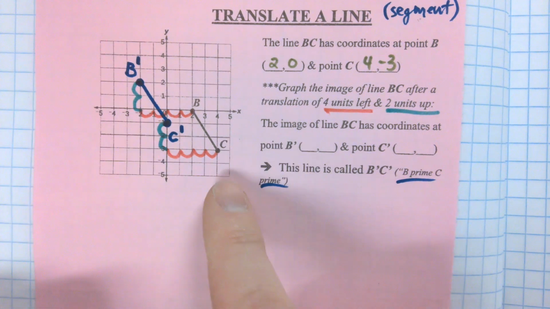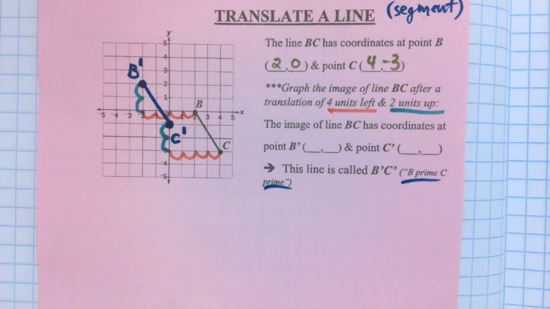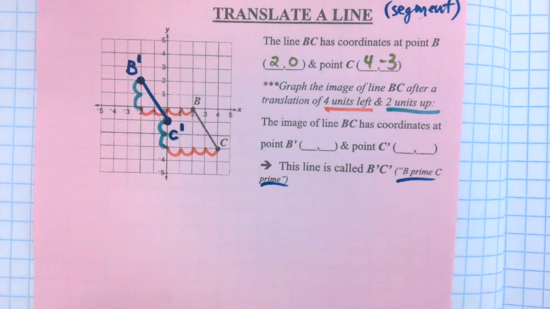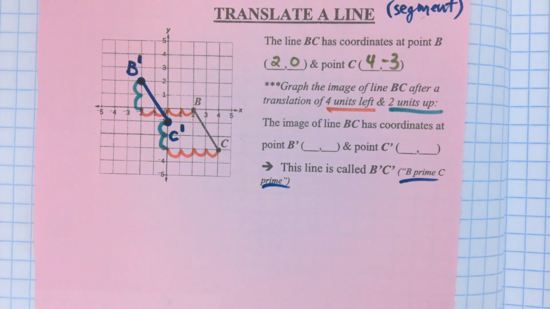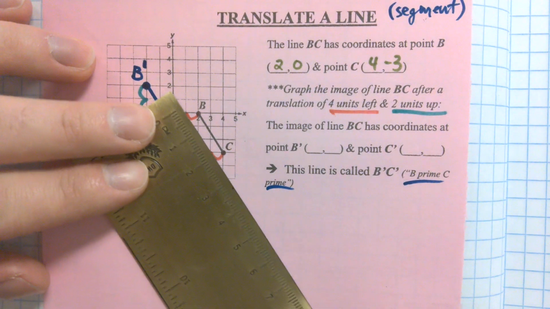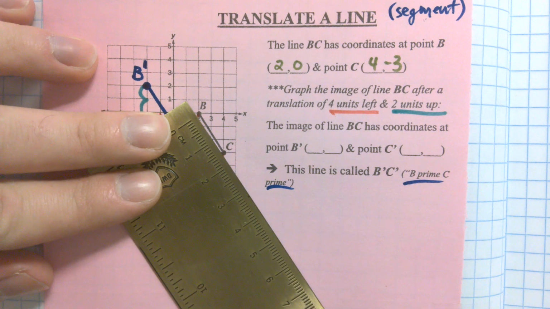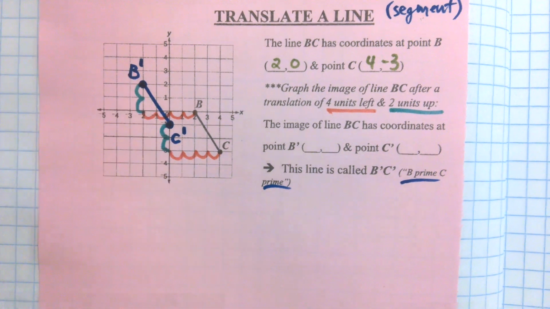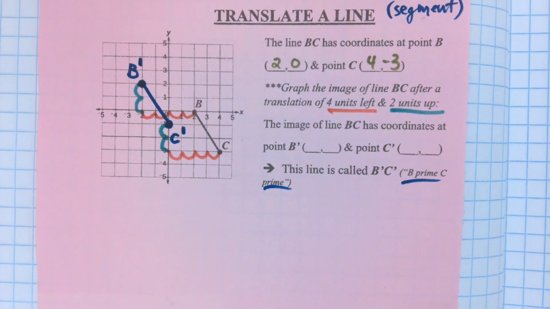What has changed about this line? Has the length of the line changed at all? The length hasn't changed at all. If I were to take a ruler, this line BC is 1.5 centimeters. B prime C prime is also 1.5 centimeters. So we didn't change the length of the line. Did we change the angle of the line? No. What did we change?